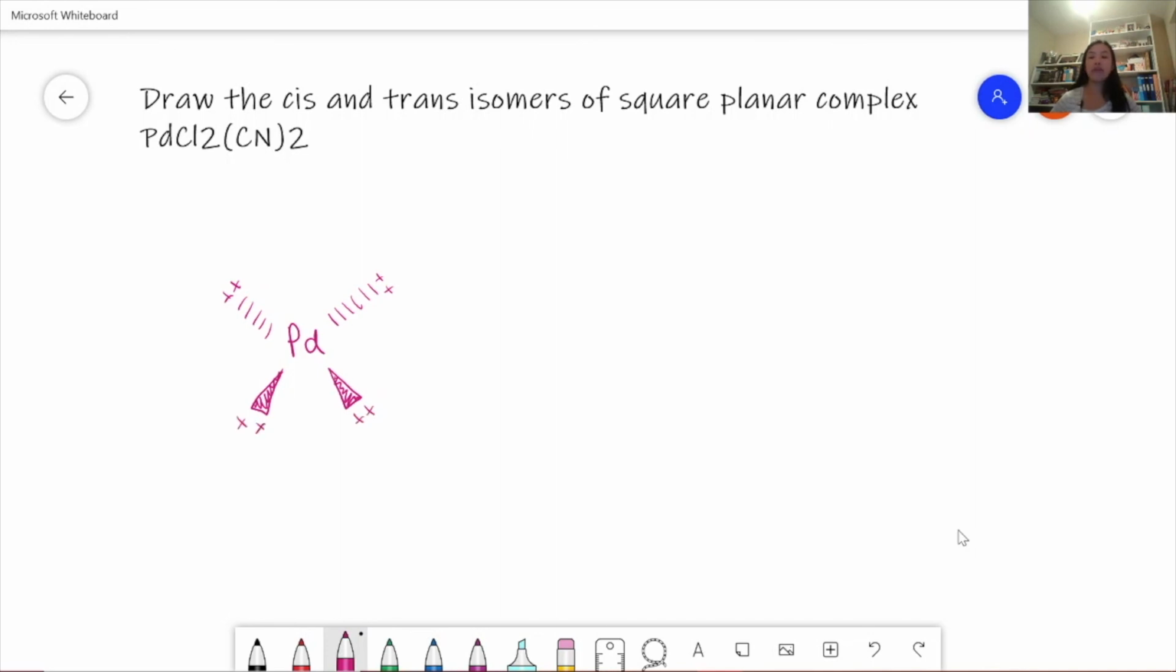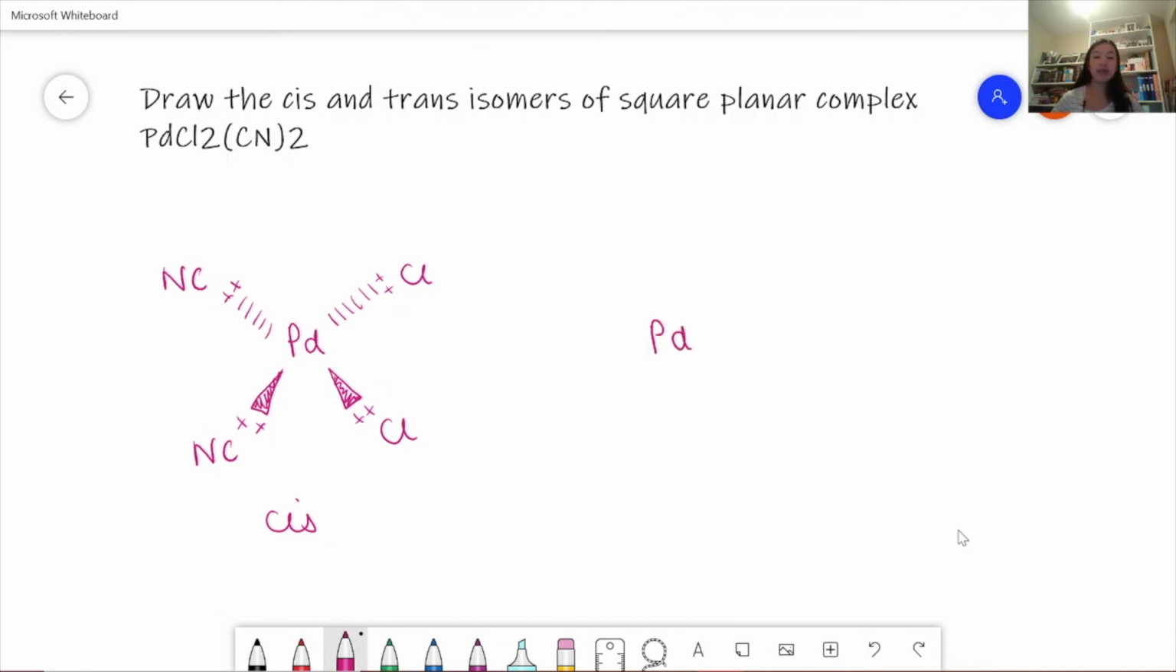And so first we're going to draw the cis isomer. So we're going to label this cis, and cis means together, so on the same side. So we're going to put two chlorines on the same side like this, and then two cyanides like this. And this is the cis isomer.